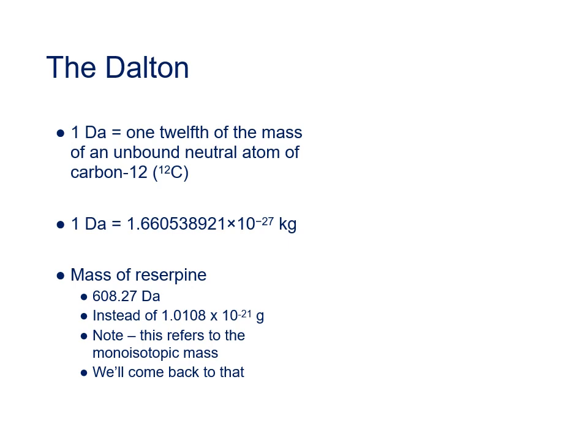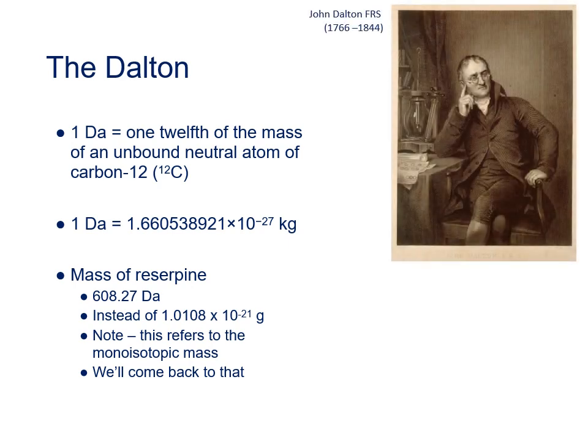The mass unit used for molecular and similar masses in chemistry is known as the Dalton. It's named after this handsome chap, John Dalton. A Dalton is defined as 1/12 the mass of a carbon 12 atom. This makes one Dalton about 1.66 times 10 to the minus 27 kilograms. Now using this mass scale, that means that a reserpine molecule weighs 608.27 Daltons instead of 1.1 times 10 to the minus 21 grams. A much better unit.